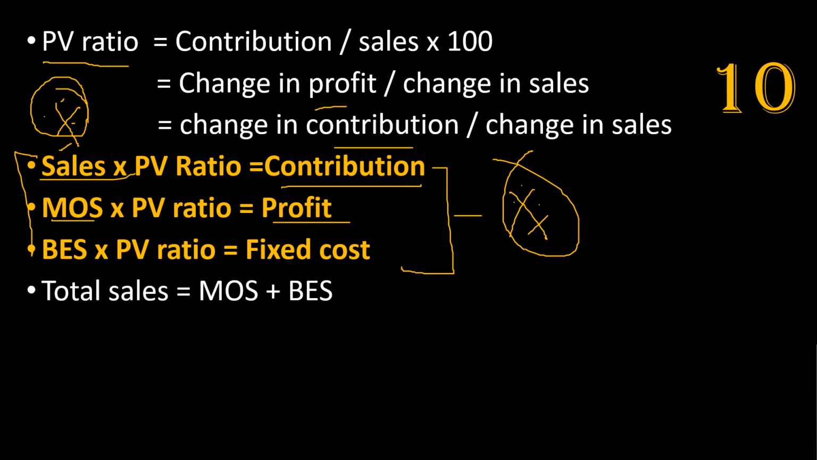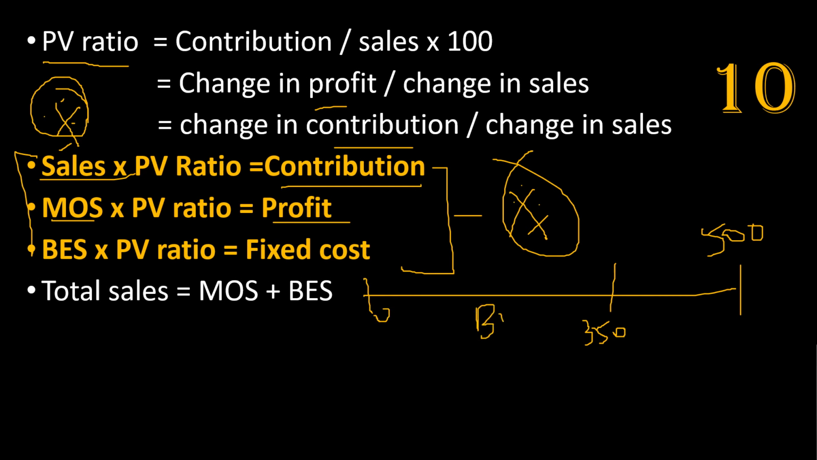Next is the easy one: total sales is equal to margin of safety plus break-even sales. I explained this formula in the previous video. Like this is the total sales of 500 units, and here is the break-even sales of 350 units. Then from 0 to 350 it is the break-even sales, from 350 to 500 it is the margin of safety, and from 0 to 500 it is total sales. So total sales is equal to margin of safety plus break-even sales.